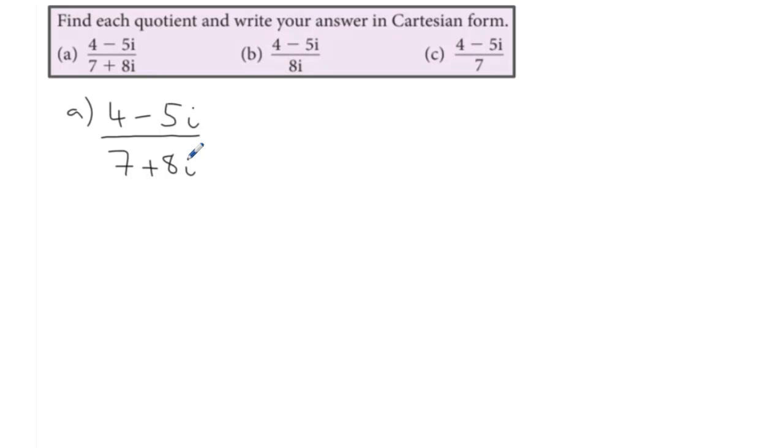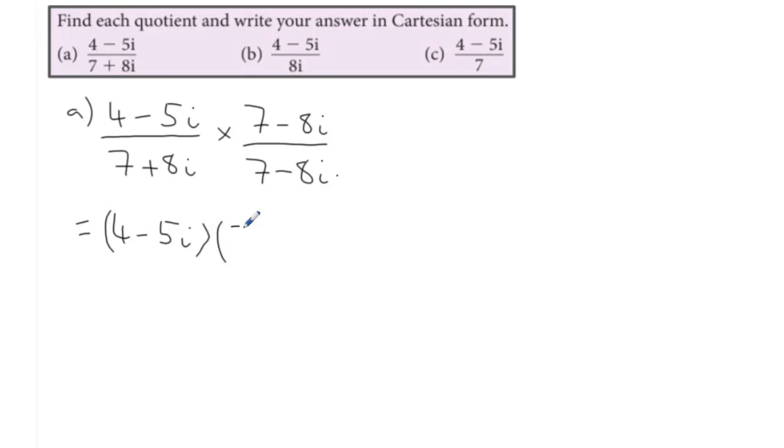So the complex conjugate of 7 plus 8i, remember it's only over the complex conjugate of the denominator. The complex conjugate of 7 plus 8i is 7 minus 8i. So we multiply numerator and denominator by 7 minus 8i. Okay, so then we're going to have to do a bit of FOIL work on that. So that is going to be 4 minus 5i, 7 minus 8i, all over 7 plus 8i, 7 minus 8i.